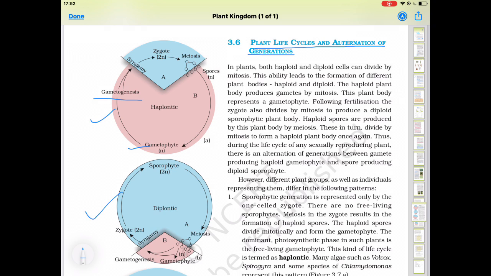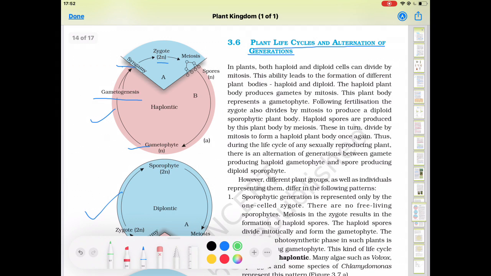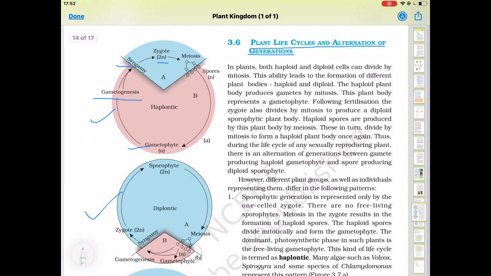These gametes then fuse. Fusion occurs, that is syngamy occurs, fertilization occurs, which results in the formation of zygote. Zygote is 2n, diploid. That represents a small sporophytic phase. The zygote then divides by meiosis and forms haploid spores. These spores germinate and again form the plant body.